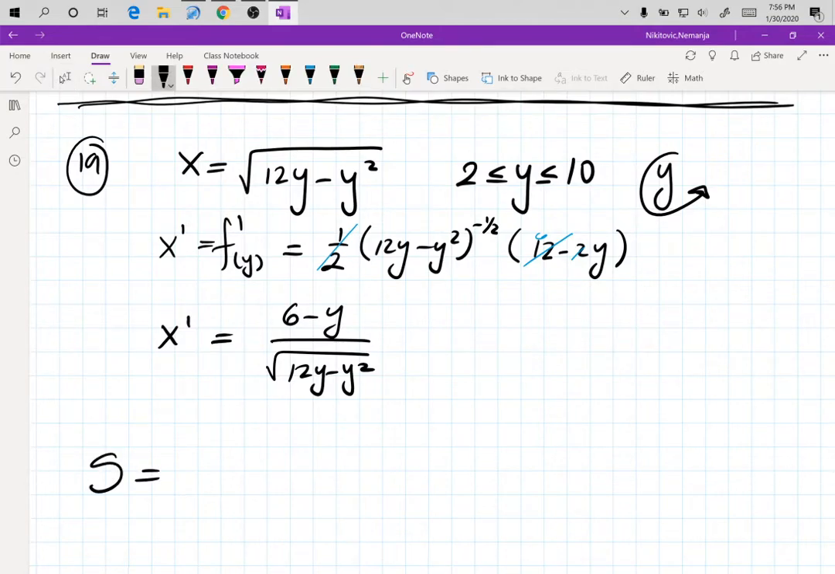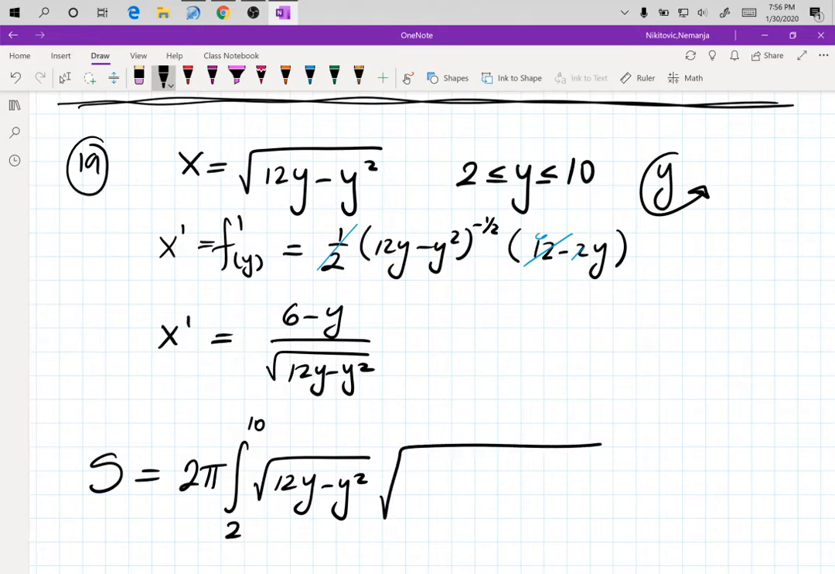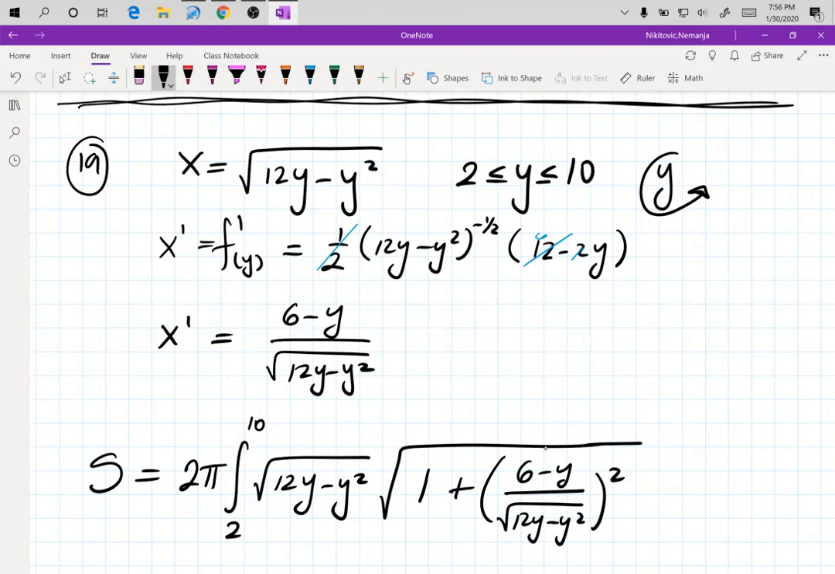Surface S, a surface area, is equal to 2 pi integral from 2 to 10, original function square root of 12y minus y squared, times the square root piece for the length of the curve, right? 1 plus, and now I have 6 minus y over the square root of 12y minus y squared, everything squared because you have to square it, right? dy.